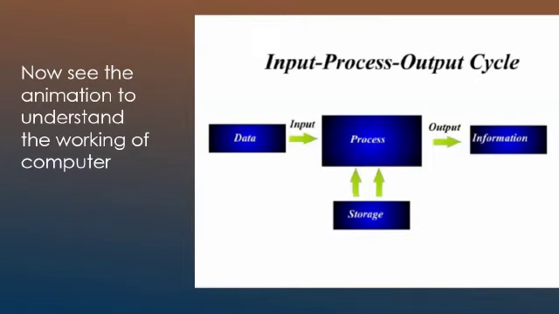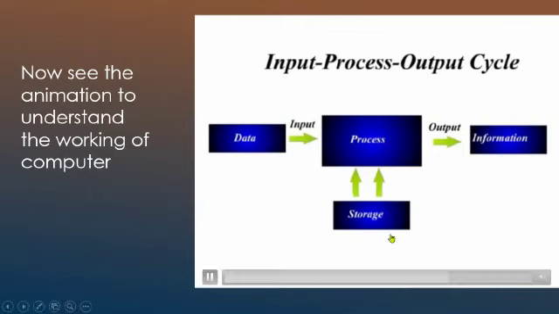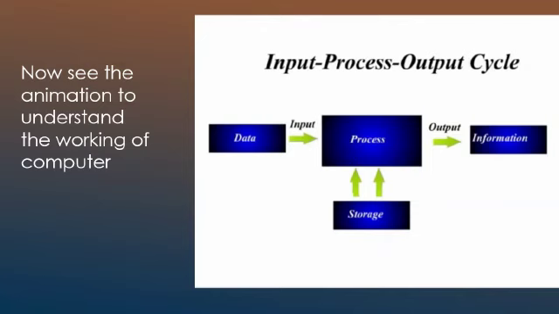A storage device holds information. For the computer to receive instructions about what processing is to be done to the information, it must be held inside the computer long enough to be acted upon or processed. A hard drive and a tape drive are storage devices. The computer uses information stored on these devices to perform tasks.